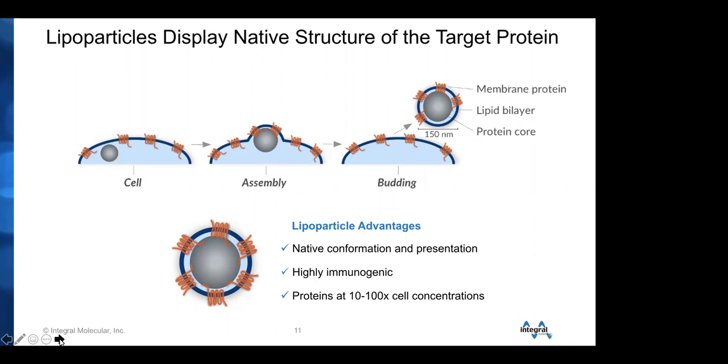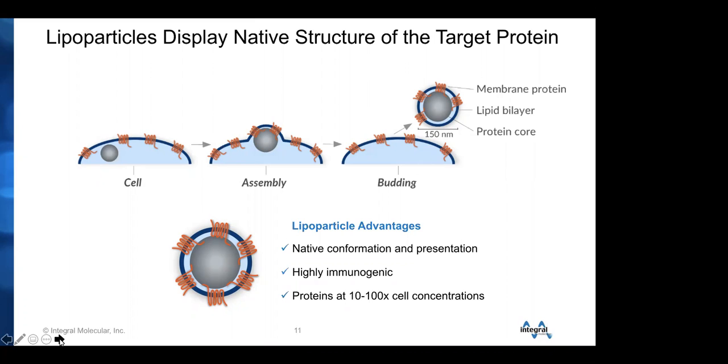Typically, we use either HEK cells or an avian cell line. The membrane protein of interest is overexpressed on the cell surface. The viral core protein assembles and buds through the cell surface, pinching off a piece of the lipid bilayer containing the overexpressed target protein. Then the lipoparticles are purified from the culture supernatant.